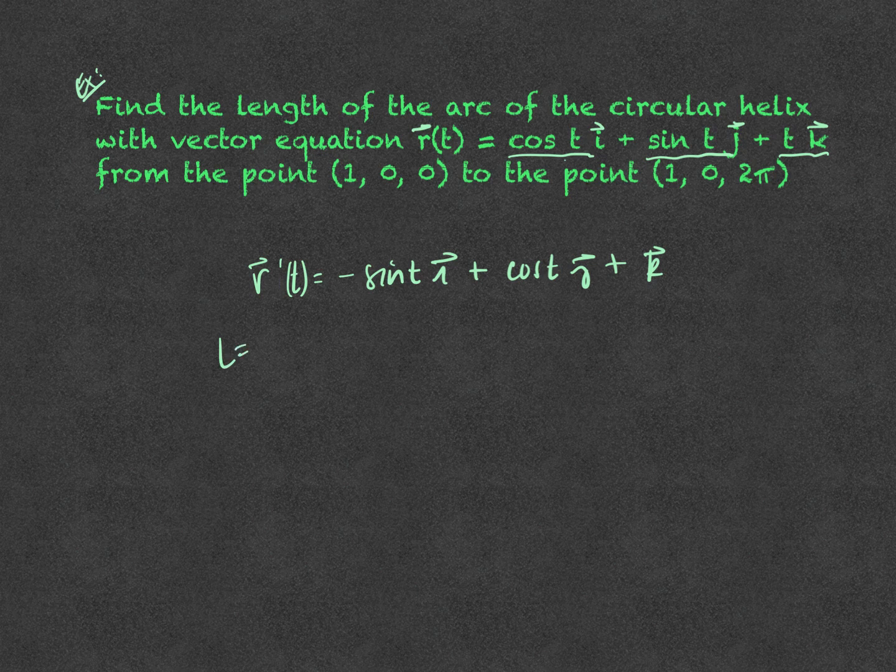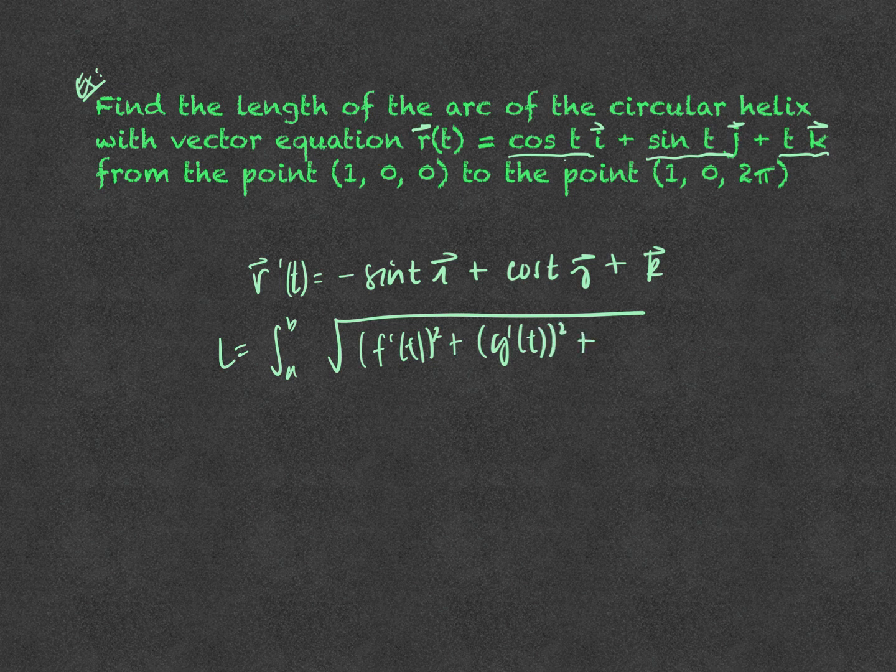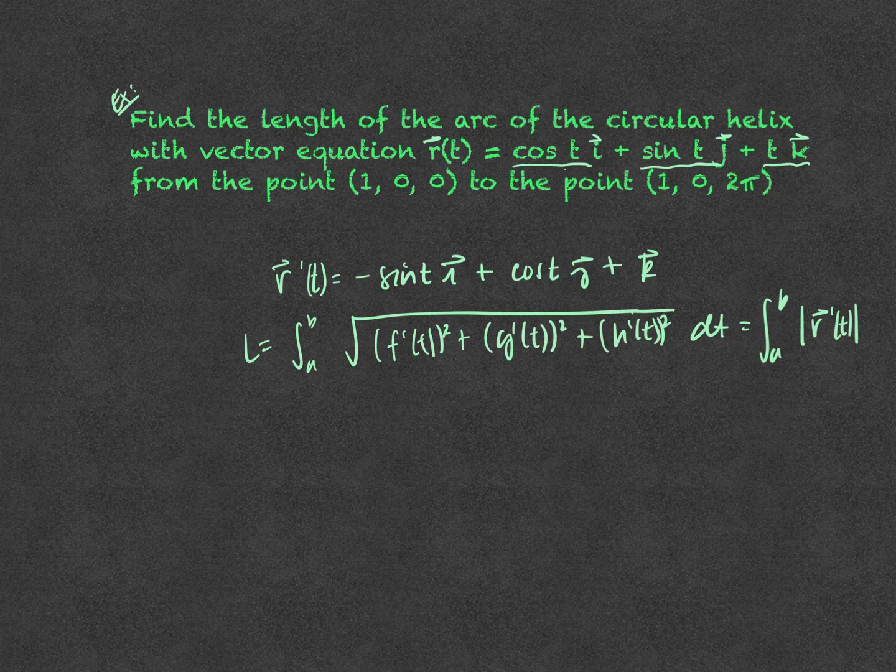Now, remember that your arc length is equal to the integral from a to b of the square root of f prime of t squared plus g prime of t squared plus h prime of t squared with respect to t. Or you can call it the integral from a to b, the length of the derivative of r of t with respect to t. So you can go either way on that. Both of them are going to give us the same thing, but we need that a to b.